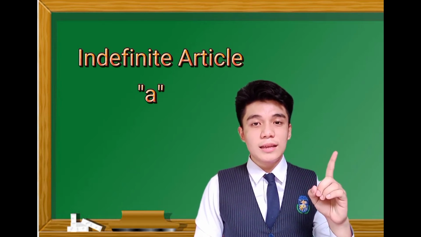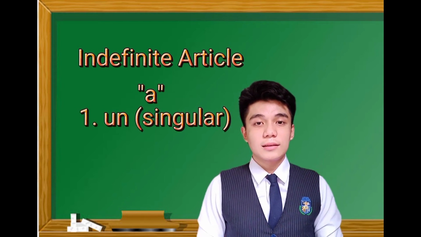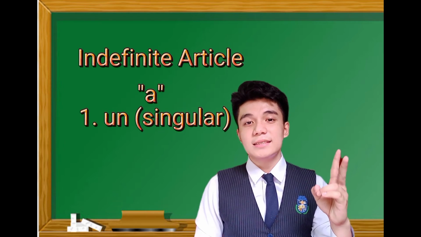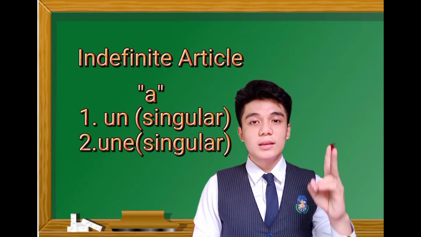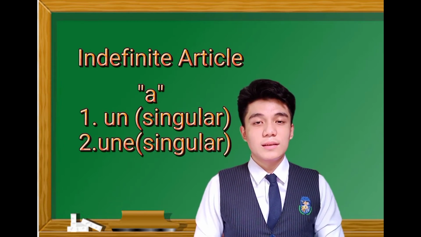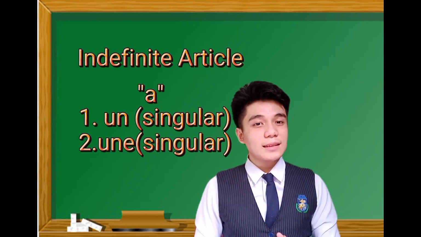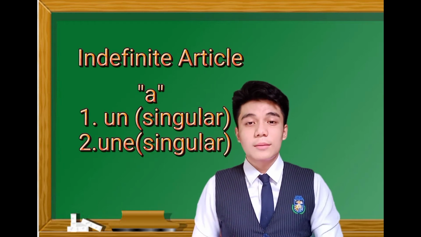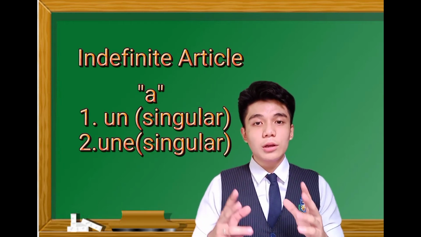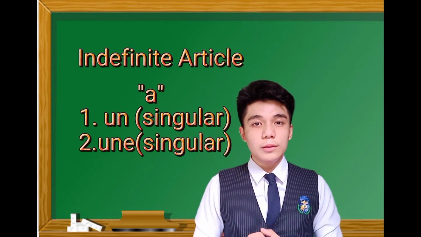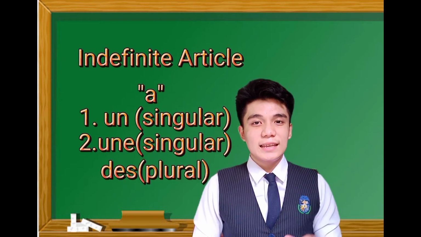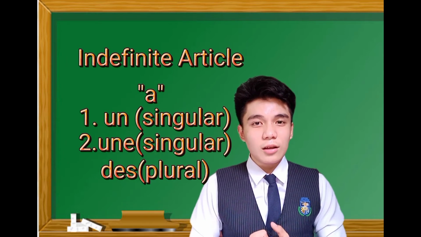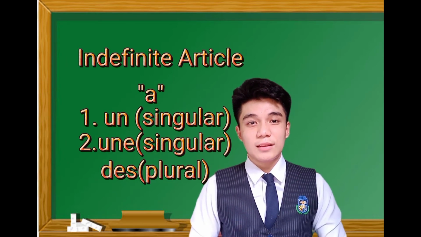The first one is un, and the second one is une. Yes, that's correct. But that is when the word is in a singular form. If it is in a plural form, the word that you will use is the word des. Yes, that's correct. So let's talk first about the first indefinite article.